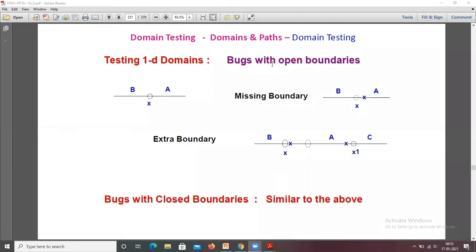And so bugs with open boundaries. So this is the missing boundary. And this is the extra boundary. Here if you observe, this is the C you got. So that is an extra boundary.